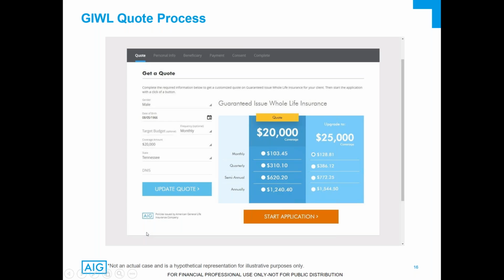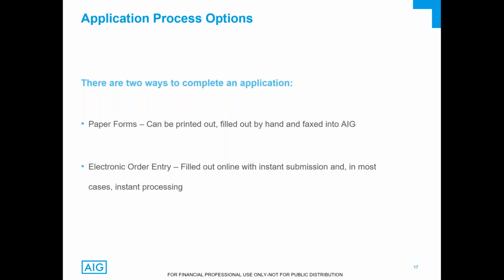Again, quote tool is very simple to use. There's not a lot of moving parts with the Guaranteed Issue Whole Life product, so you're really just building it based on their age, their gender, and then the type of face amount or how much they have per month. So once they've decided that they want to move forward, you now have two opportunities to take an application. In the site itself, you can either go forward with the electronic order entry or the e-application, or you can also download a paper application packet, whichever you choose.